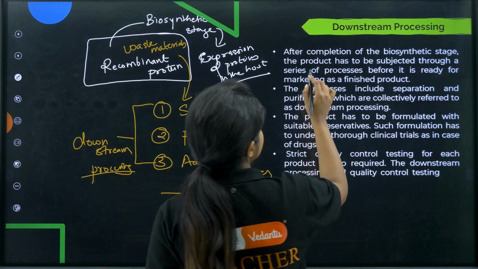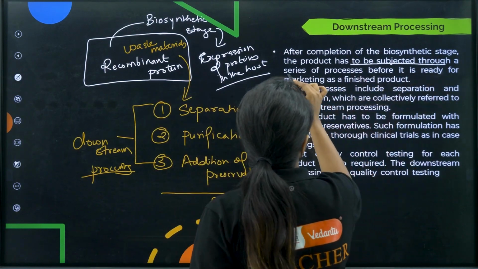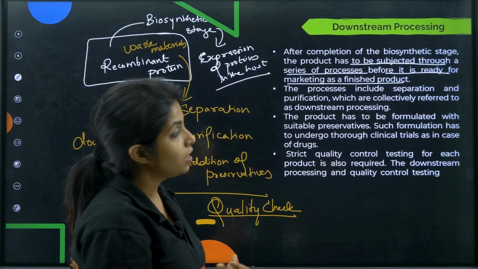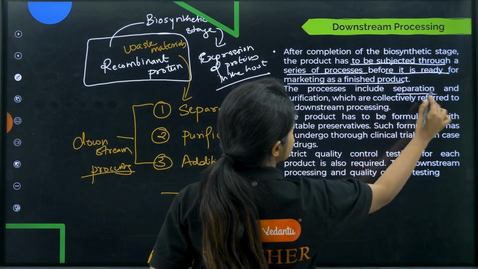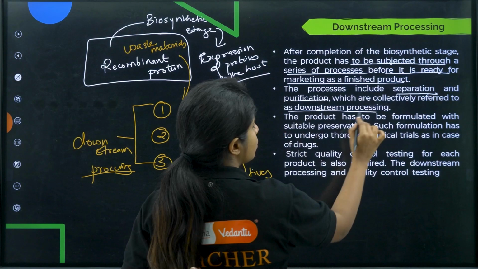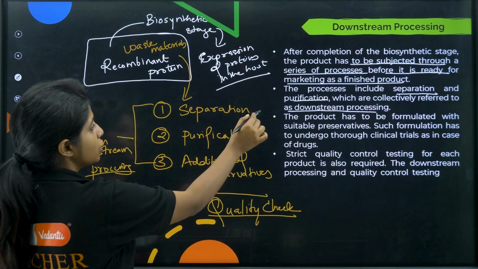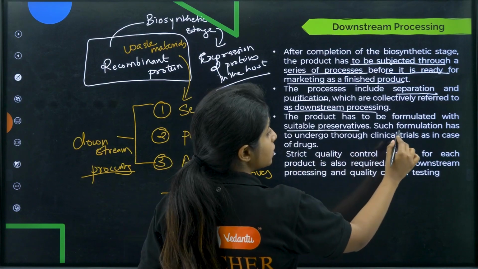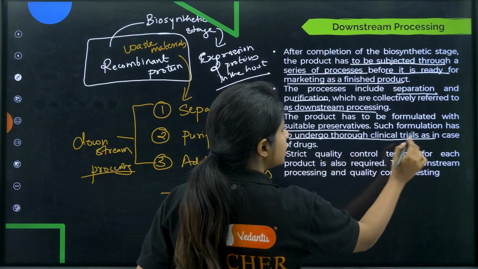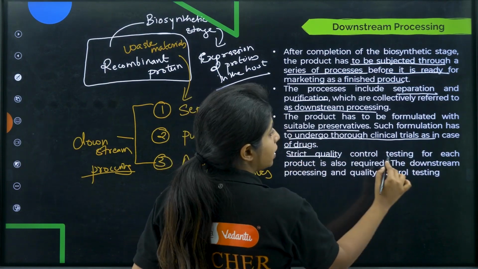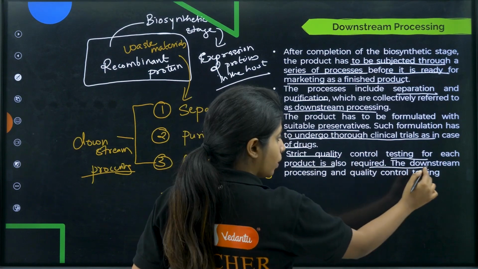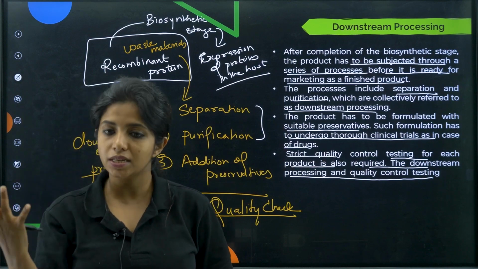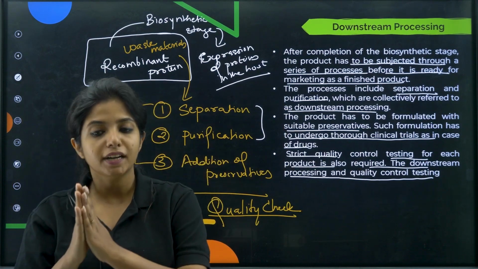So after completion of the biosynthetic stage, the product has to be subjected through a series of processes before it is ready for marketing as a finished product. The processes include separation and purification, which are collectively referred to as downstream processing. The product has to be formulated with suitable preservatives. Such formulation has to undergo clinical trials, as in the case of drugs. Strict quality control testing for each product is also required. That is what you mean by downstream processing.